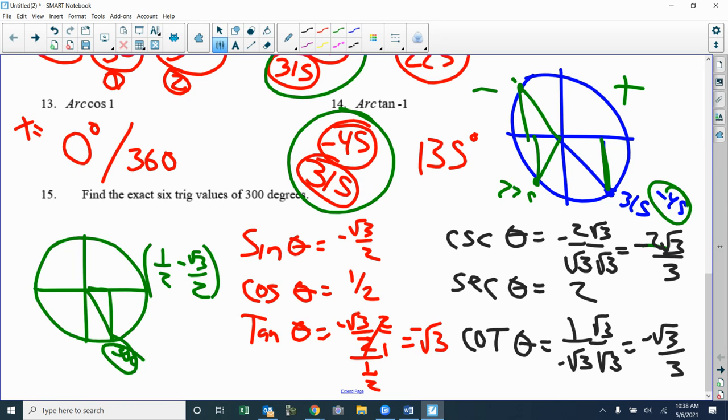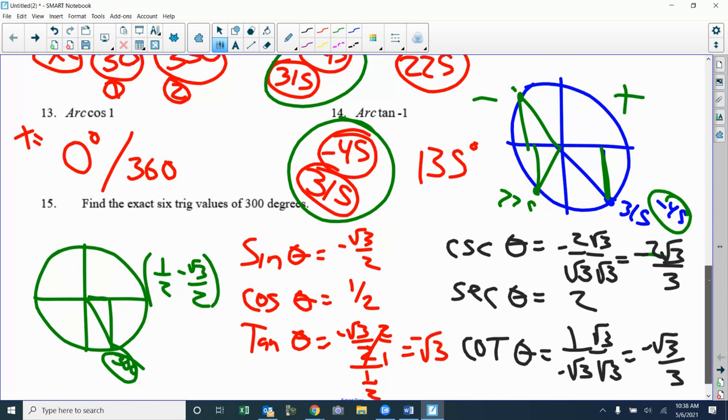Can you scroll up to 12 and 13? There it is. And then just leave it there? Yep. You need it up there.